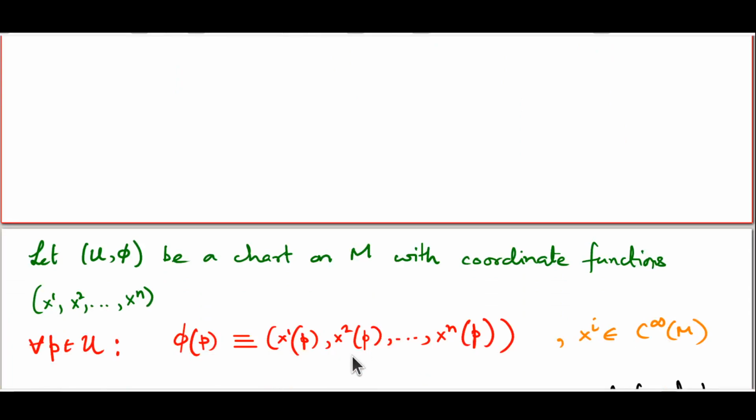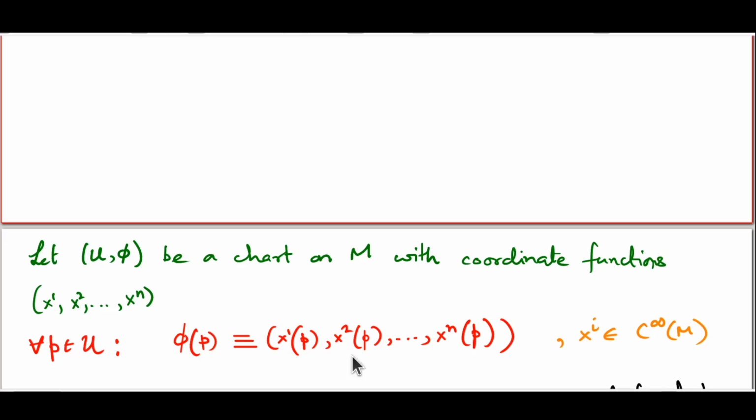If (U, phi) is a chart on M, then U is a subset of M and phi is a map which maps a point P of U to a bunch of real numbers, x1, x2 up to xn. And of course, these x1, x2, xn's depend on P, and so they define for you functions x1(P), x2(P), x3(P), etc., which are all smooth functions acting on a point on the manifold and giving you a real number. So all of these are members of C infinity(M).